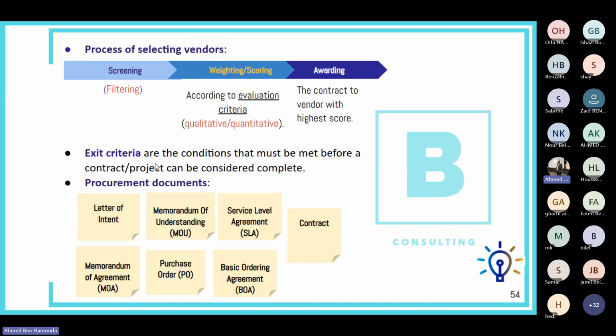Exit criteria, these are the conditions that must be fulfilled before a contract is considered as complete. These are also types of procurement documents: letter of intent, memorandum of agreement, memorandum of understanding, purchase order, SLA, basic ordering agreement, contract, etc. Okay, so we just want to put them in the tips and tricks here for you, in case you need to know them.